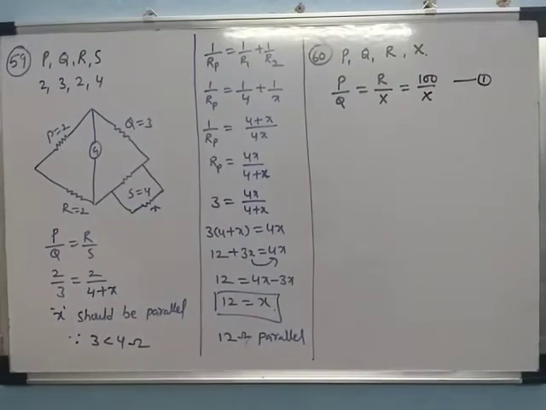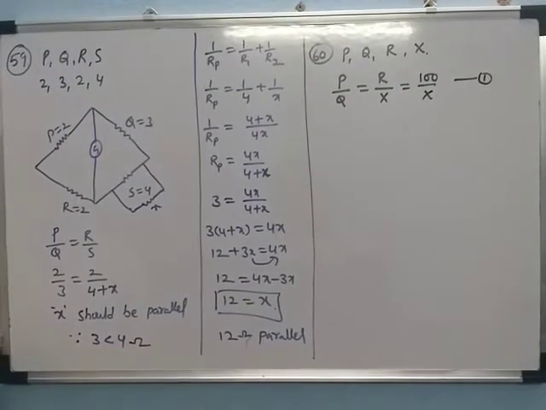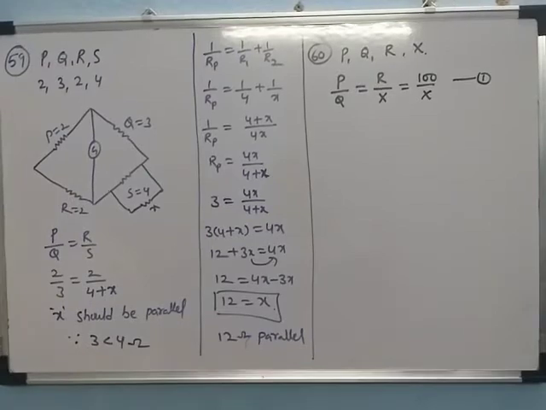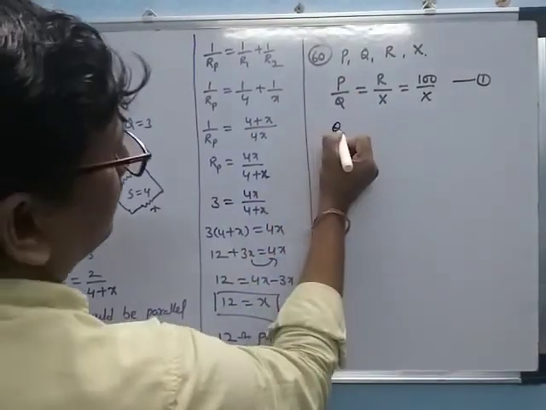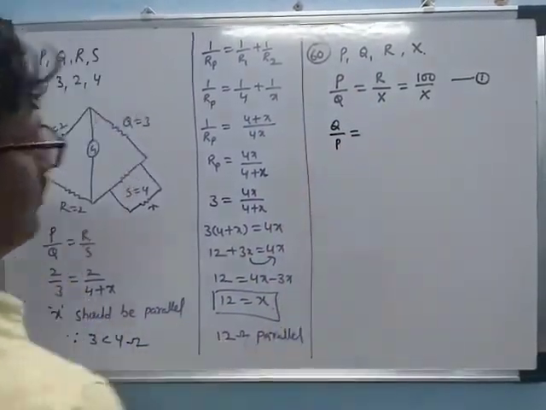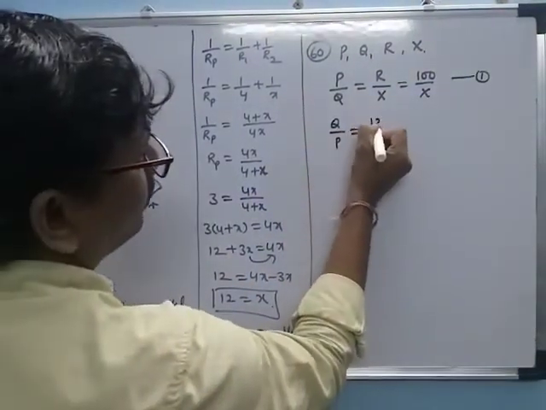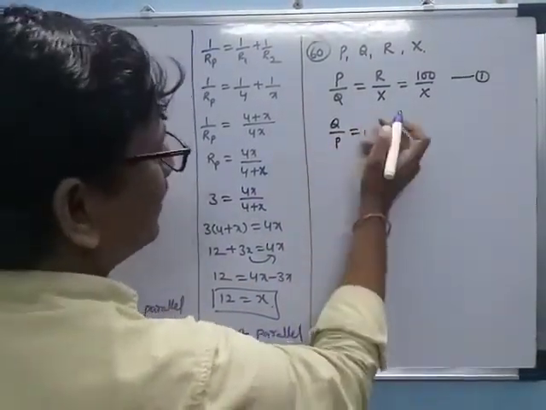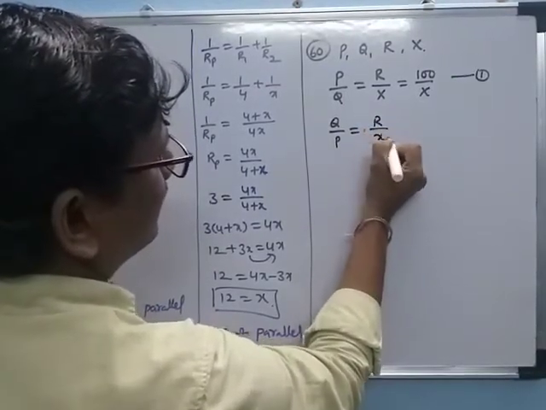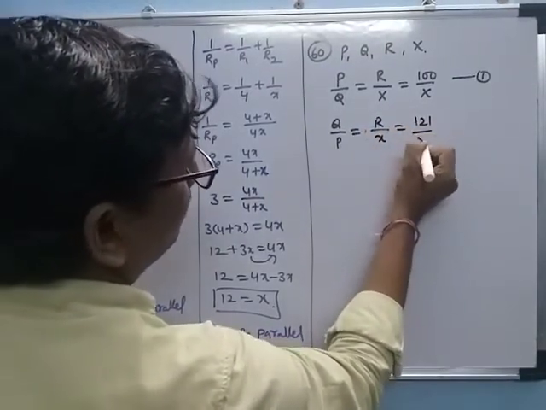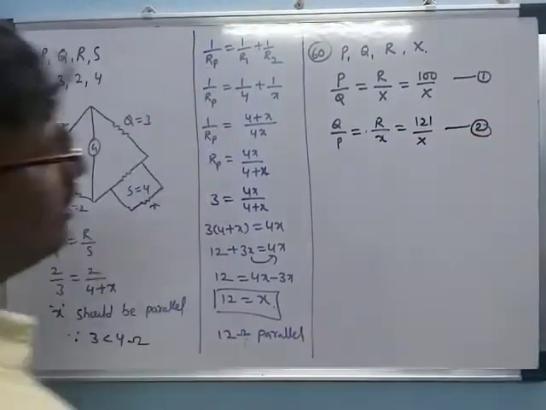Next, when P and Q are interchanged, Q by P is equal to R by X, then the R value is given as 121. Again we can write R by X, where R is given as 121 by X. This is considered equation number 2.